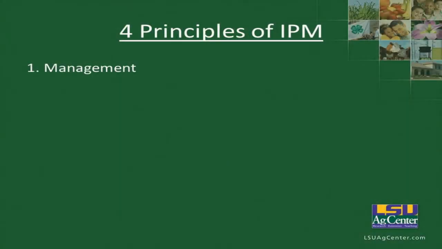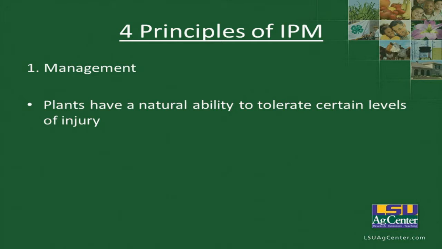The 4 principles of IPM, the first one is management. Once again, as we discussed previously, we don't want to eradicate the pest necessarily. We can manage those pests below a level that we can be comfortable with. And each grower, each producer has a comfort level, a risk level that they're willing to take. Plants have a natural ability to tolerate certain levels of injury. You can have wind damage, you can have hail damage, but plants all have an ability to tolerate those different levels of injury.